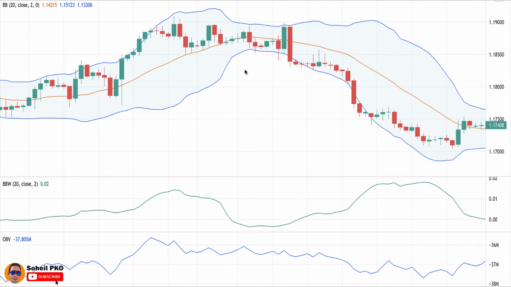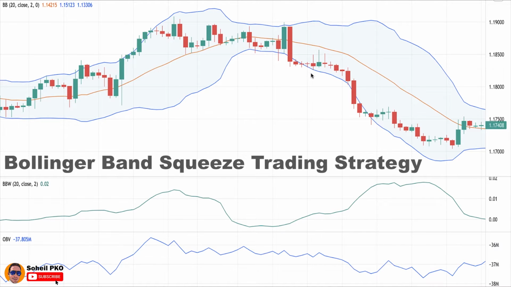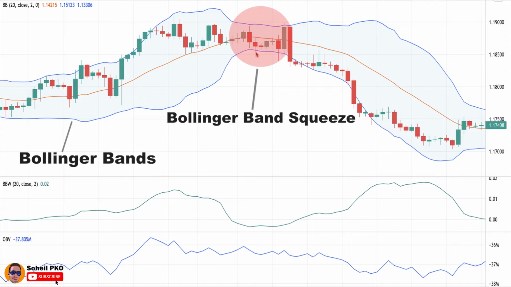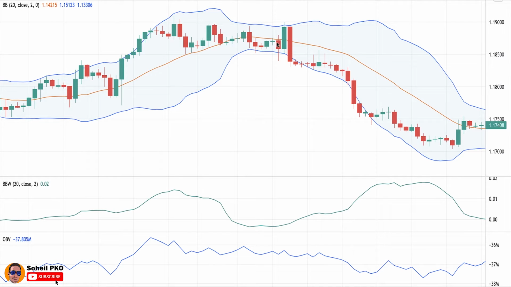Soil here, and today I want to talk about a trading strategy which is based on the Bollinger Band squeeze. If you're familiar with the Bollinger Band indicator, you know that the Bollinger Band squeeze happens when there is a low level of volatility in the market, and in this situation, the upper and lower bands of this indicator squeeze and the Bollinger Bands actually become narrow, according to John Bollinger, who created Bollinger Bands.